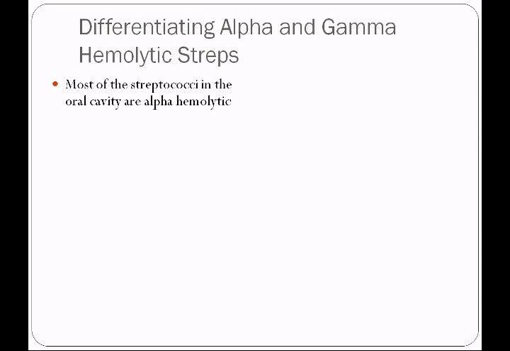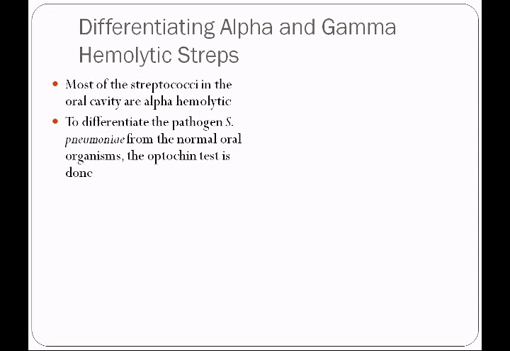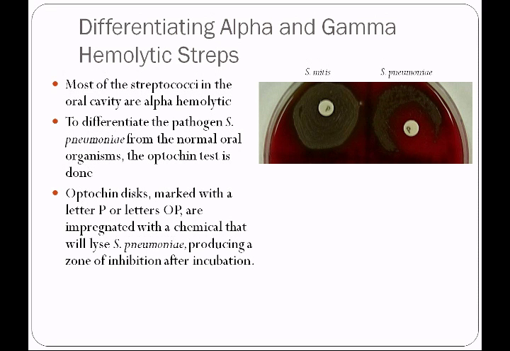Differentiating the alpha and gamma hemolytic streps is done by looking first at the blood agar. Most of the Streptococci in the oral cavity are alpha hemolytic. Streptococcus pneumoniae, a frank pathogen, has to be differentiated from these normal alpha hemolytic Streptococci that might be isolated from the throat. The test that we use for this is called the optochin test.